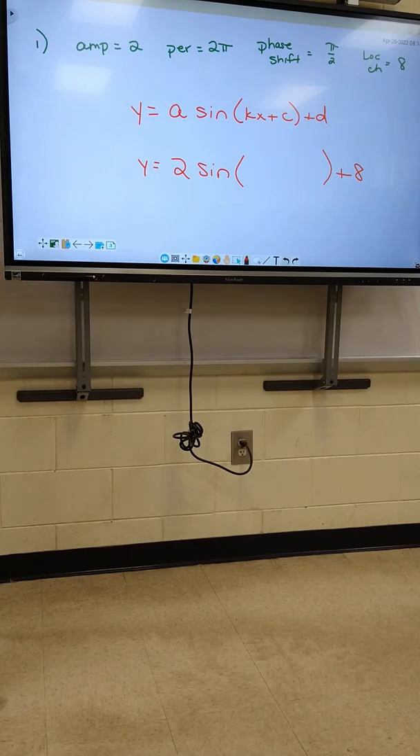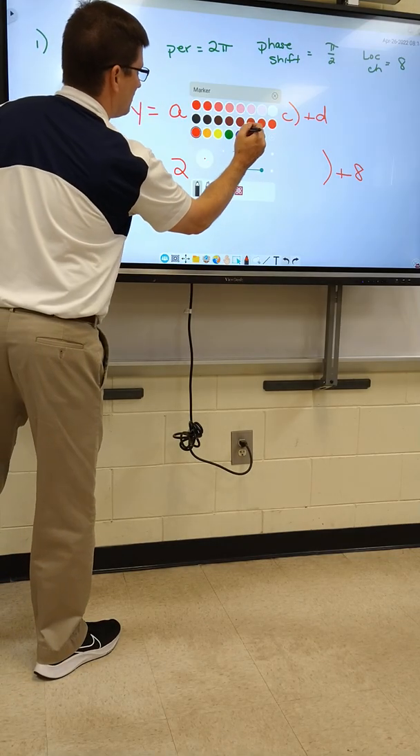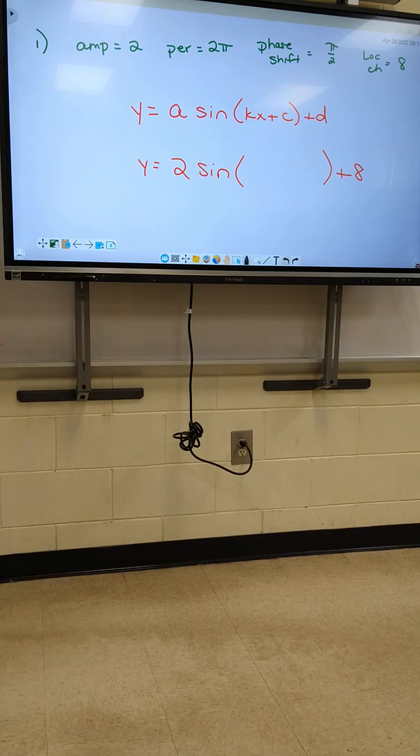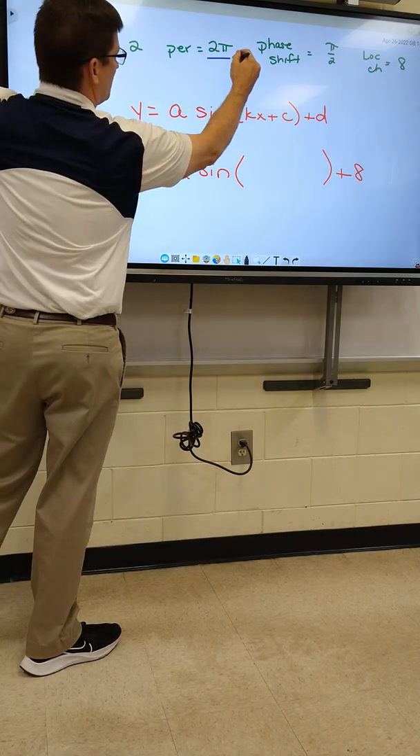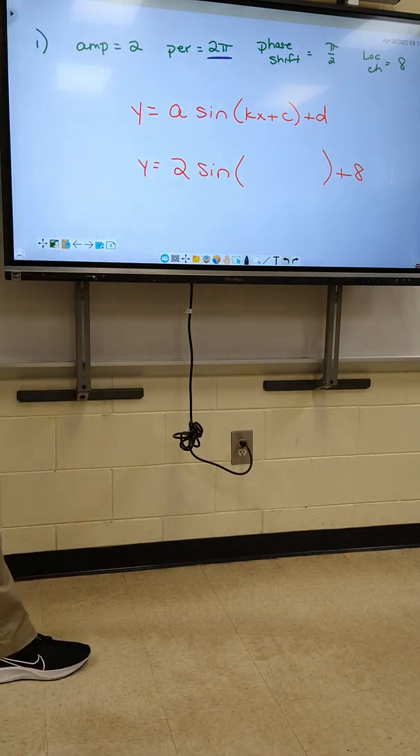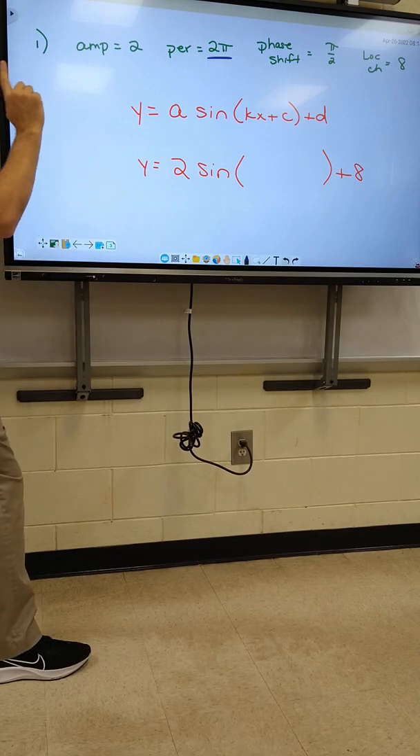All right, so watch closely. It's kind of tedious. They're giving us this for the period. What's the formula, guys, for period off the formula sheet? 2 pi over k. All right, so here's what you do.